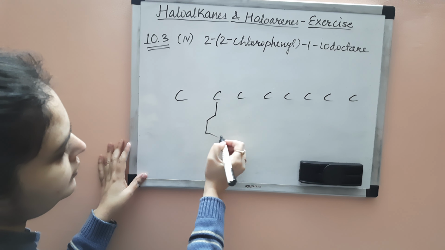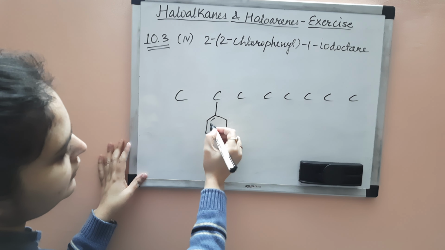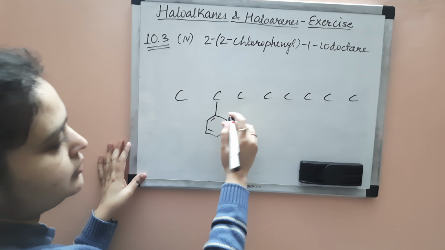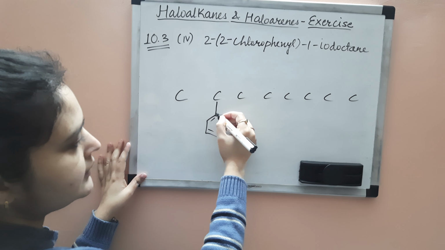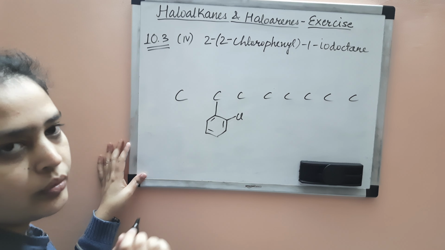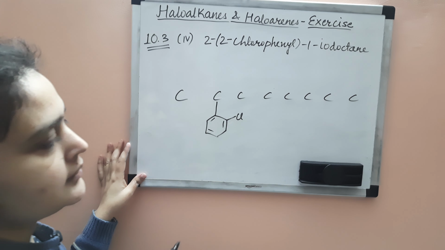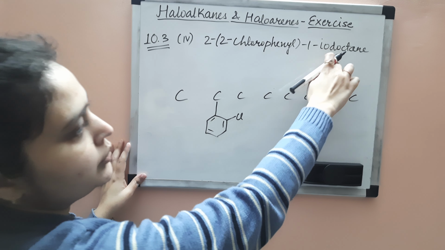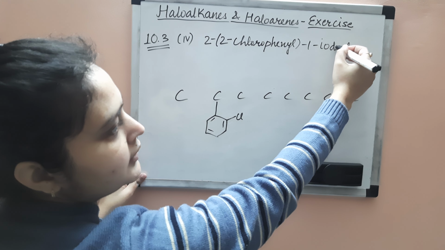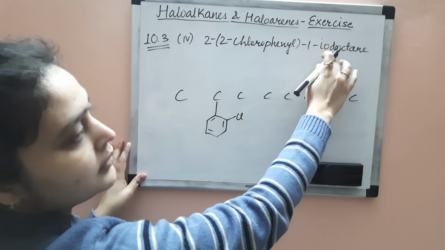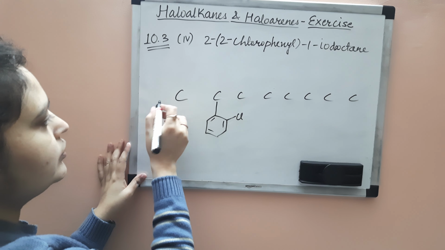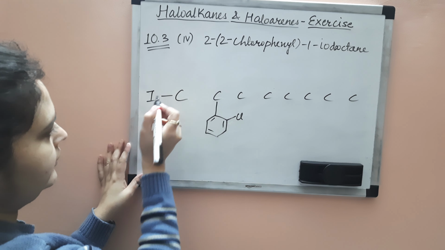So phenyl group attached to a chloro group at second position. So this is phenyl group and this is your first position, and this is your second position. So 2-chlorophenyl is this. Now 1-iodo. So in the octane, at first position there is iodo group. So here there is iodo group, right?